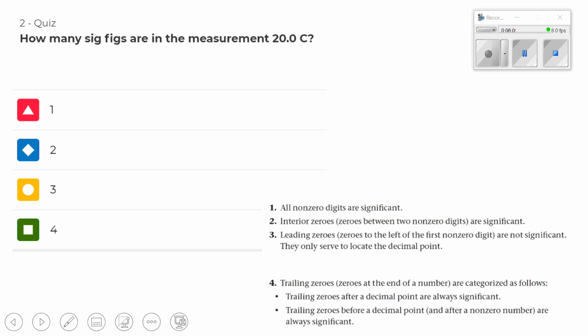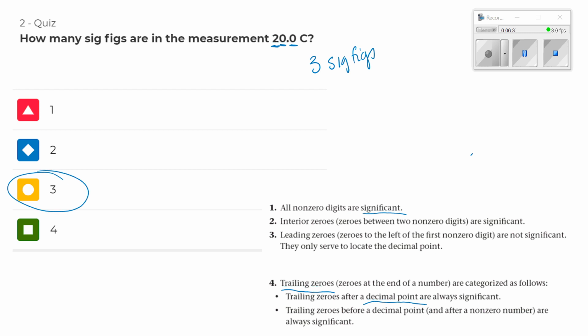All right, how about this one? We've got the measurement 20 degrees Celsius. Again, I'll underline the ones that are significant. We know all non-zero digits are significant, so 2 is significant. We don't have any interior zeros or leading ones. We do have some trailing zeros, and we have a decimal. So when we have trailing zeros where there's a decimal, those are going to be significant. So this one has 3 sig figs in it. So the answer to this one is 3.